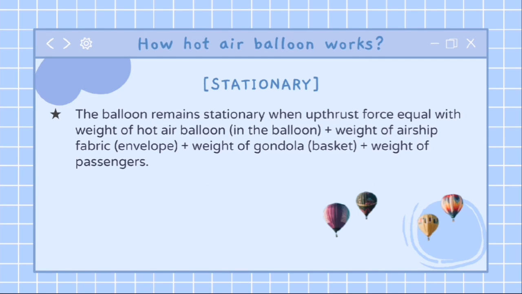Next, how a hot air balloon stays stationary at the same height. The balloon remains stationary when the upthrust force is equal to the weight of hot air in the balloon, plus the weight of airship fabric, plus the weight of gondola, and plus the weight of passengers.